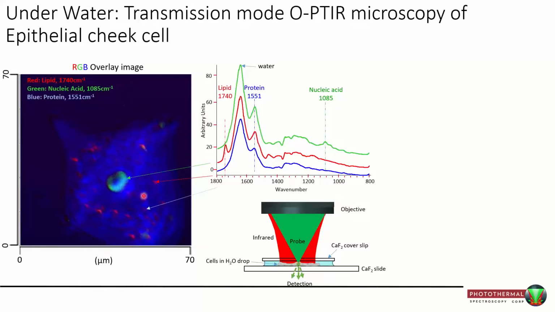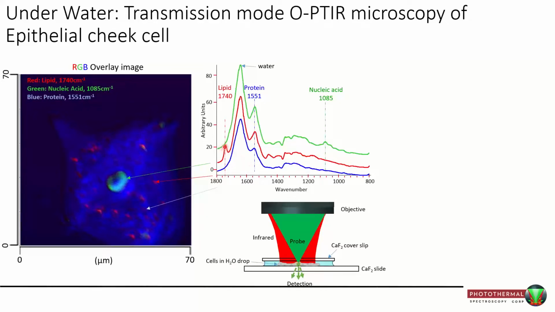So this was a cheek cell experiment where I simply scraped the inside of my cheek with a toothpick, put that onto a calcium fluoride slide, added a drop of regular water and a calcium fluoride cover slip on top, and then put that into the microscope and collected some random spectra. And the spectra look like this. That's exactly how they come out.